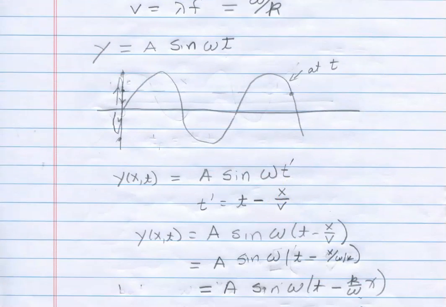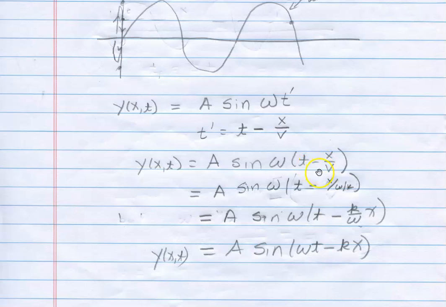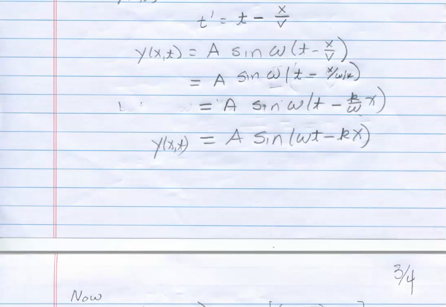And so if you plug that in for t prime here, you get an expression for this traveling harmonic wave. V is omega over k. The k will flip over on top, so I get t minus kx over omega, and then finally distribute across, omega t minus kx. So there's another expression for it.